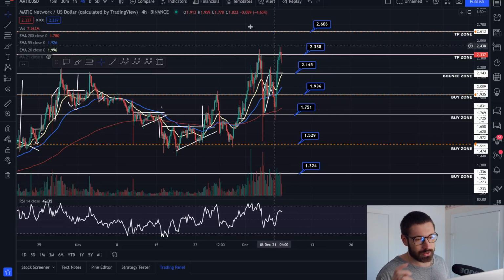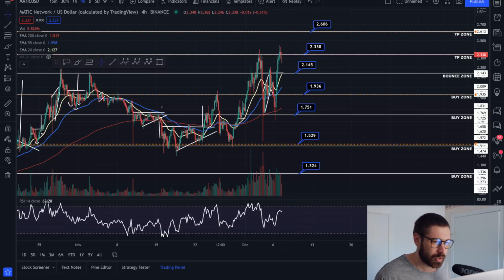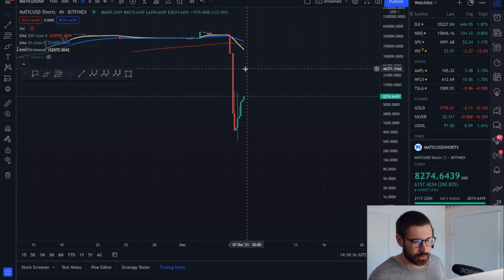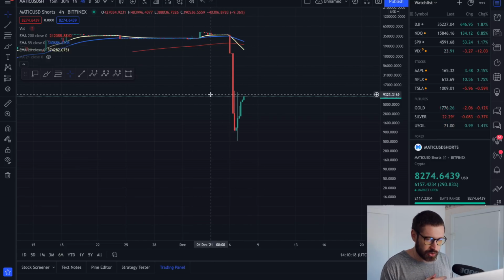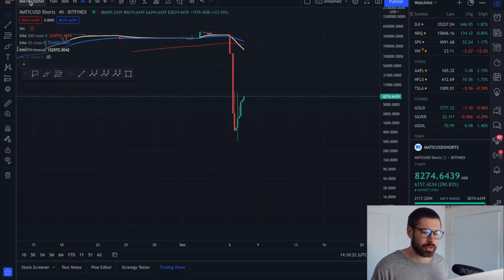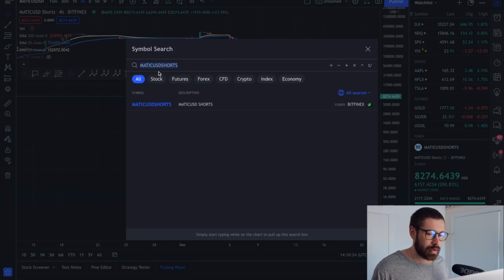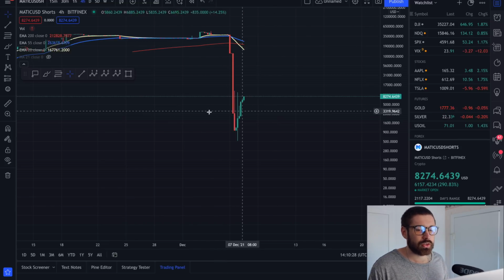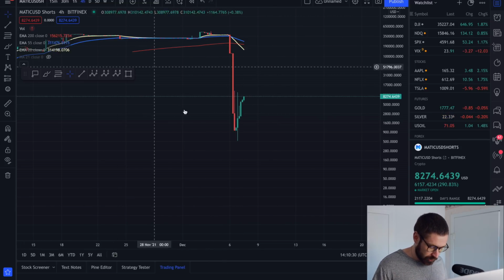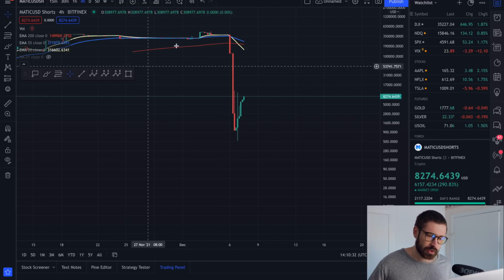So another thing I wanted to show you guys here with Matic, and let me find it real quick. Here we go. So these are the Matic short positions. If you want to check out the Matic short positions, what you do is you come up to your ticker symbol, you click it, and you type in Matic USD shorts. And what it's going to do is show you the short positions on Bitfinex, which is a very popular trading exchange. So you can see this is green.